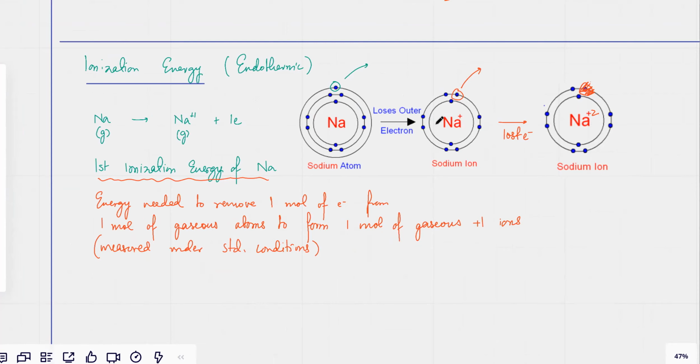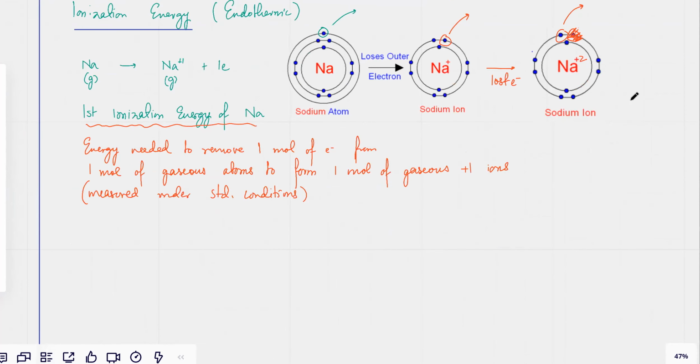So sodium turns into +1, then it turns into +2, and it would eventually turn into +3. You're in the laboratory, you can keep on removing electrons one by one. You can remove the third electron, the fourth electron. So let's talk about the second ionization energy of sodium. Okay, I'm just going to write I.E. for ionization energy of sodium.